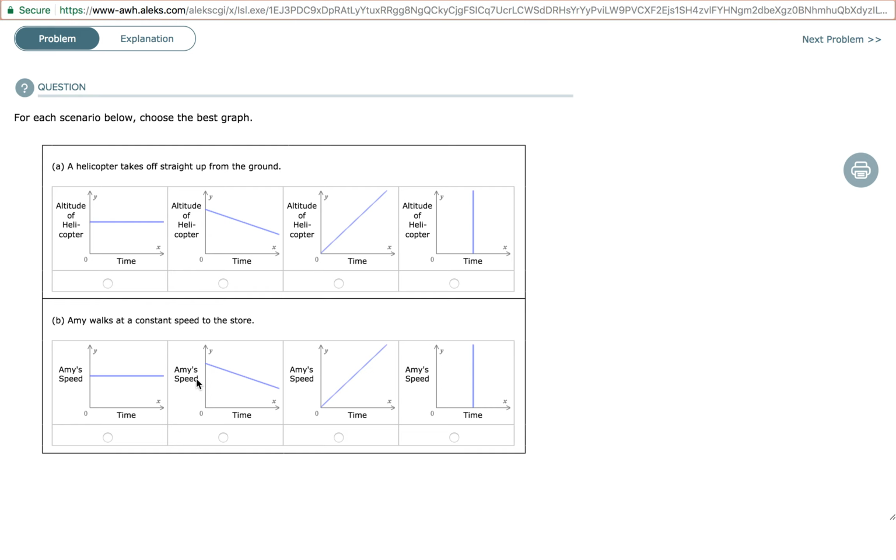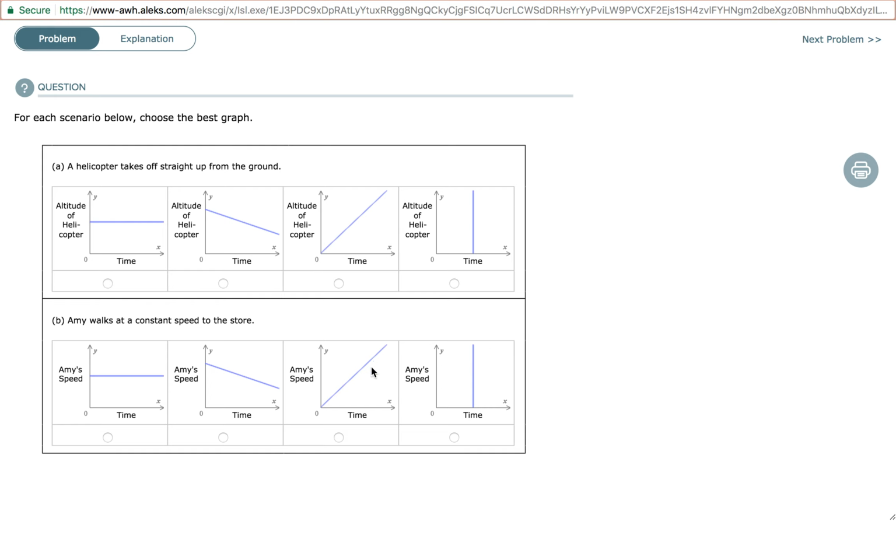If we look at the second graph, Amy's speed starts high and then decreases. Therefore, she starts faster and then she's going slightly slower, and slower as time passes. If we look at the third graph, Amy's speed starts at 0. That means she's not moving, but over time, she starts picking up speed. She picks up more speed and more speed and more speed. And then again, the last graph is not realistic, and we'll come back to that explanation.